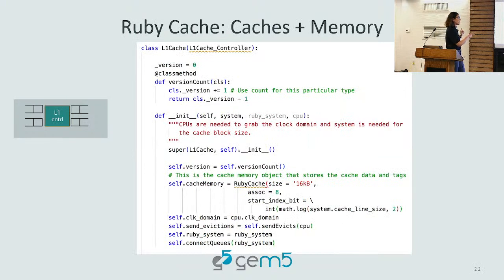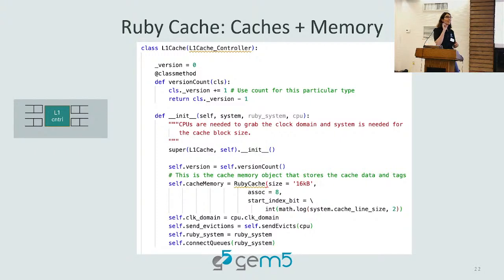This is how we're going to use this. This is just a very, very small piece of code to describe the L1 cache in any config file you want to write. You inherit from that L1 cache controller, and you specify basically your cache memory system.